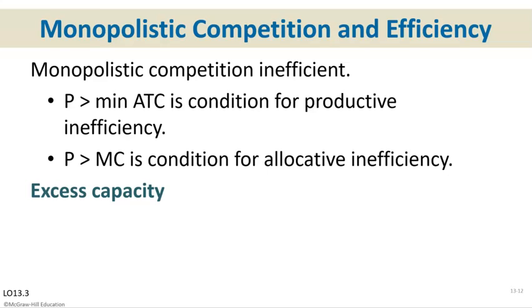Now we're going to dig a little deeper into monopolistic competition and efficiency. The first thing to know is that monopolistic competition is inefficient. So it doesn't achieve either productive efficiency or allocative efficiency. So remember from chapter 11 when we talked about this, productive efficiency is producing the good in the least costly way. That will happen when price is equal to minimum ATC. In monopolistic competition, price is greater than minimum ATC.